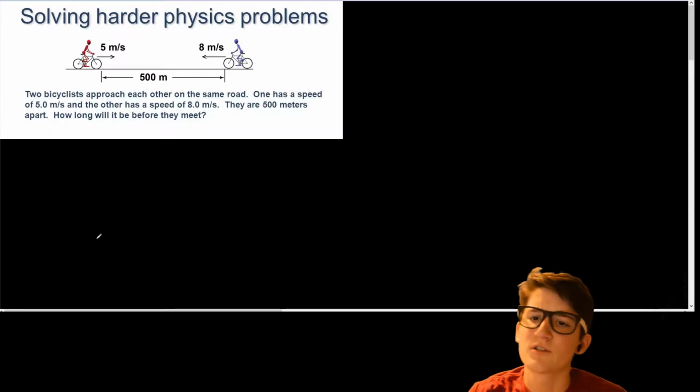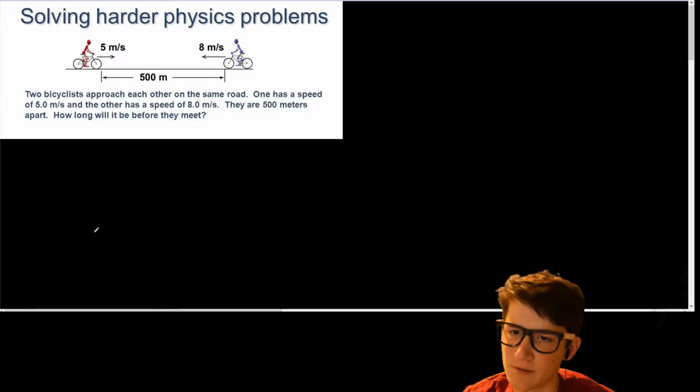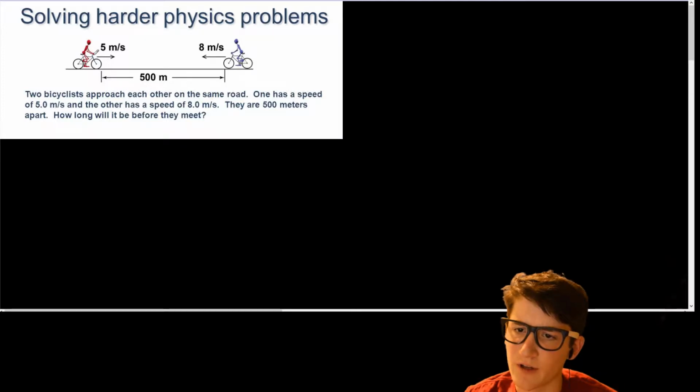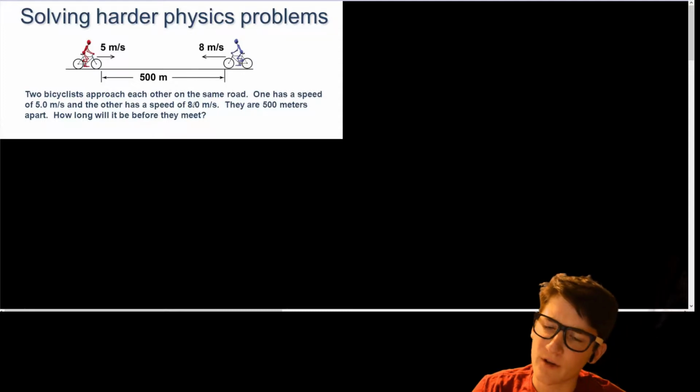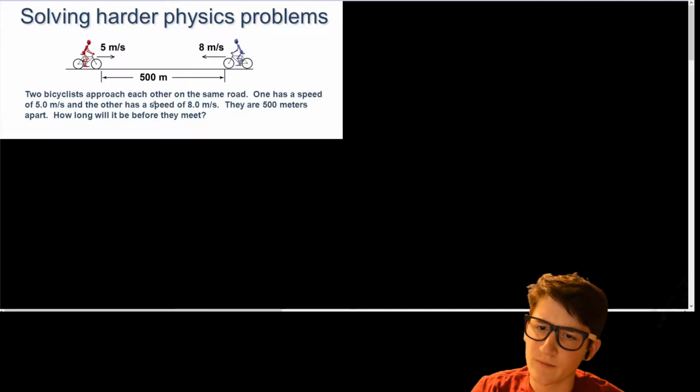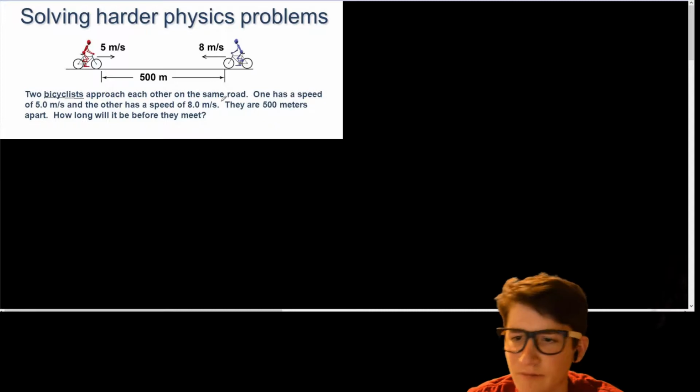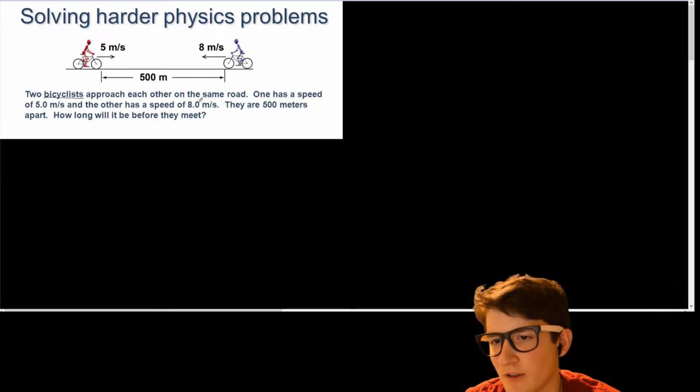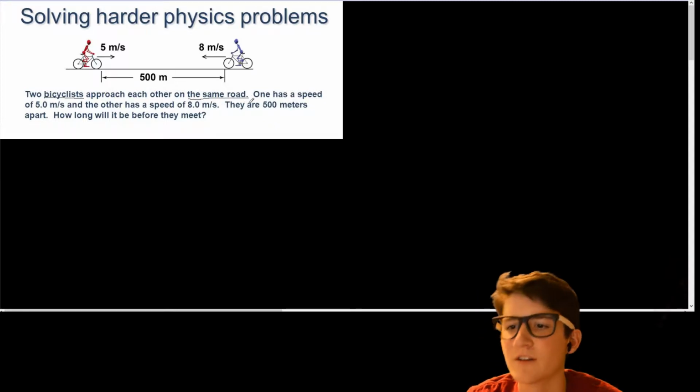Okay, so we're starting solving harder physics problems. Two bicyclists approach each other on the same road. Okay, this is really important. First what I would do, underline bicyclist. And I would also underline the same road right here. See that? If you're following along with me, please do the same, okay?